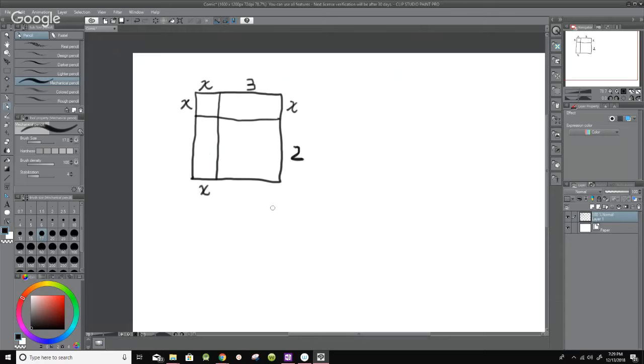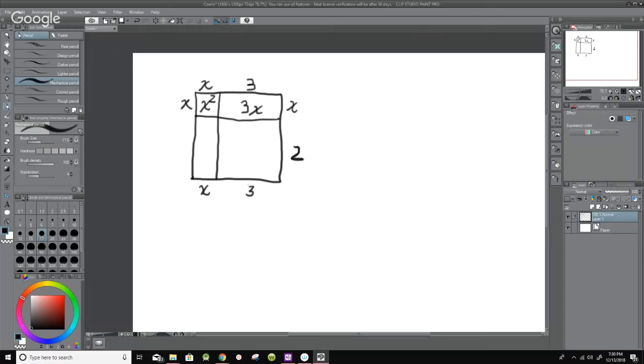Well, let's look at this for a minute. If we're talking about area, area is one side times the other, right? So if this little region here is square, the area is going to be x times x, which is x squared. This region here is going to be 3 times x, which is 3x.